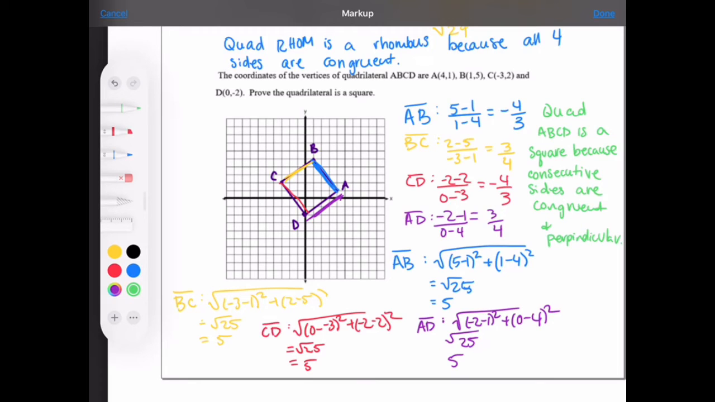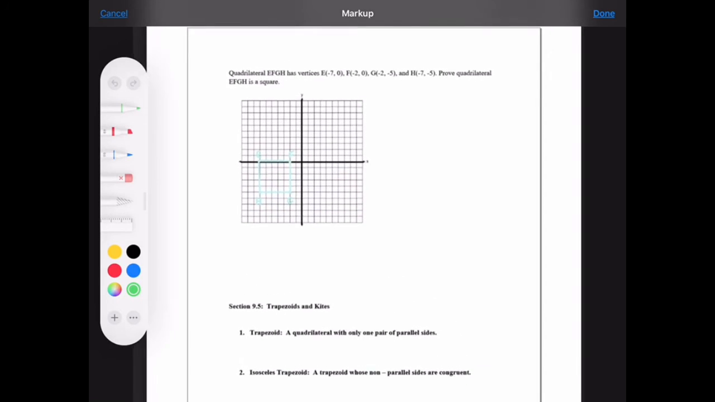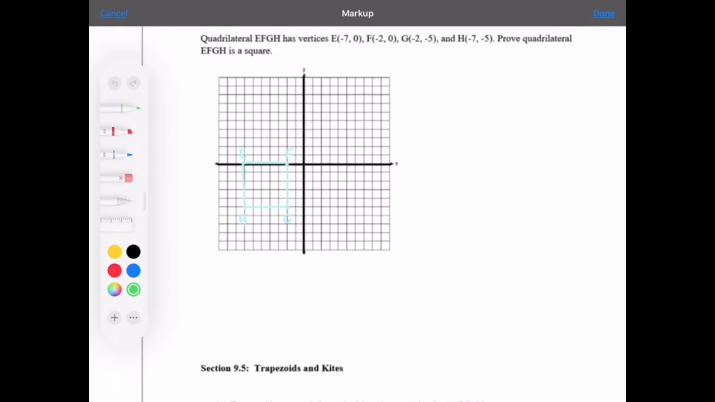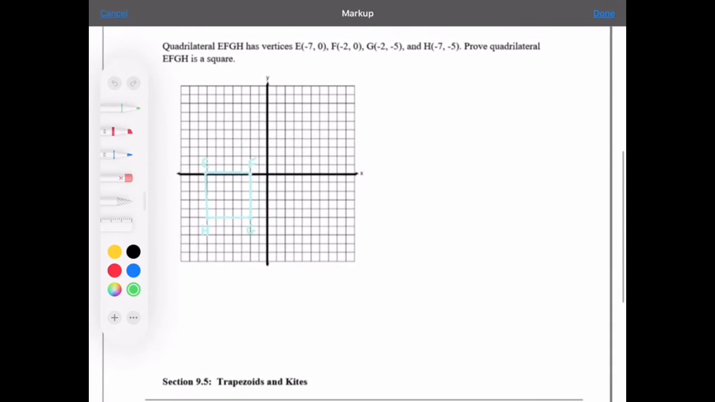Okay? And that's how we prove a square. Okay, so moving on, this is going to be our last problem for today. So we have to prove that EFGH is a square, which means first we prove it's a parallelogram and a rectangle. So to do that, I'm going to do it the same as I did last time. I'm going to use the slope formula and prove that opposite sides are parallel and also right angles are formed.